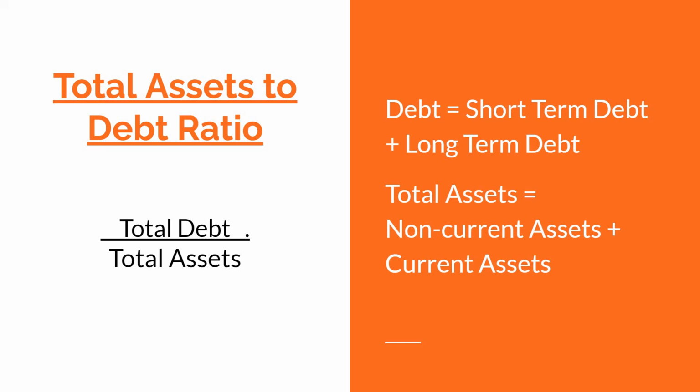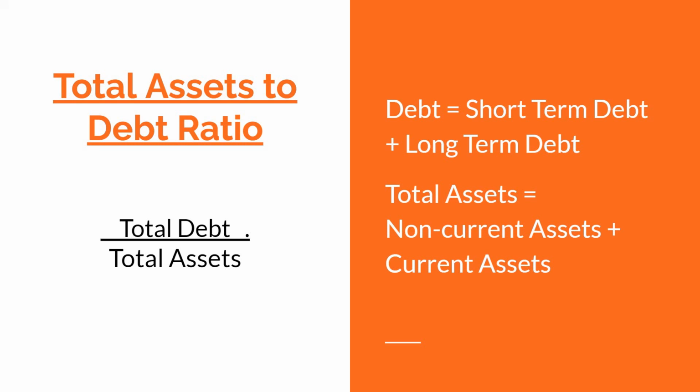So here simply, debt is short-term plus long-term debts, and assets are also very simple, non-current plus current assets. Here we are including all the assets that you have, current, non-current, fixed, tangible, intangible, everything is added together, and then your debt is divided by total assets.